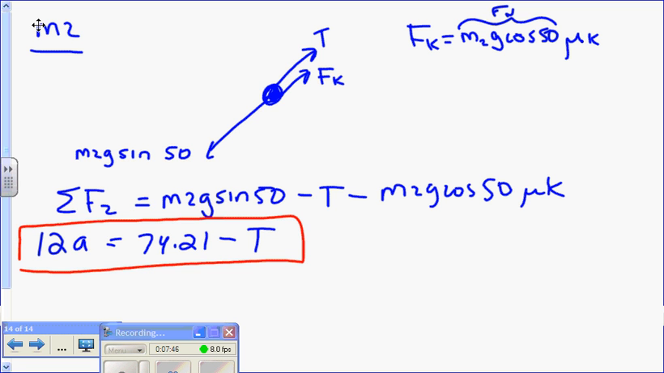So that's our second equation. Now we have two equations and two unknowns. On the next page, we'll go ahead and solve for acceleration. It just asks for acceleration, but because we're keeners, we're going to do acceleration and tension.